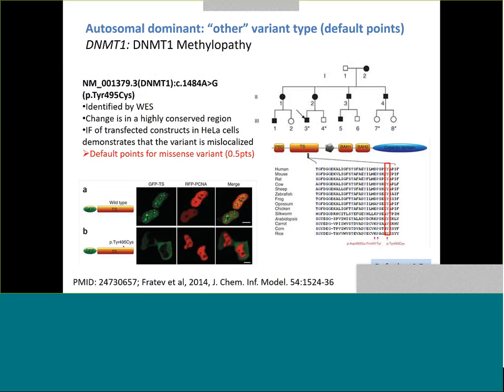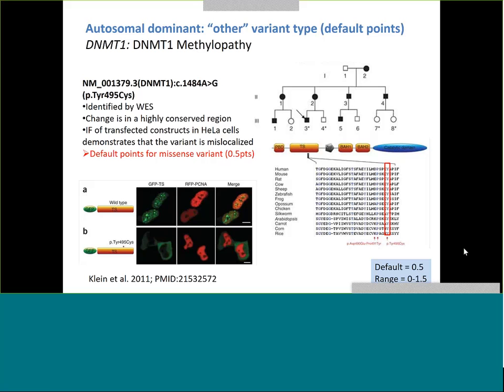This is actually one of Marina's examples. So Marina, I'll let you go ahead and describe this one. Sure. I just want to thank ahead of time Sarah and Brandon, who are curators in the hearing loss group, for assembling a lot of these curations. I've pulled a lot of the examples from that, so shout out to them. So this is DNMT1, which is associated with a syndromic hearing loss condition, DNMT1 methylopathy.